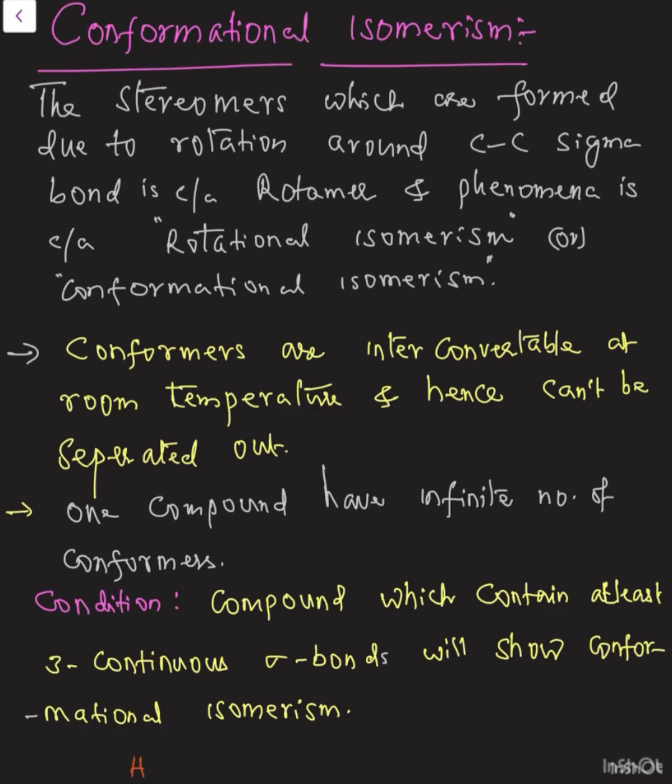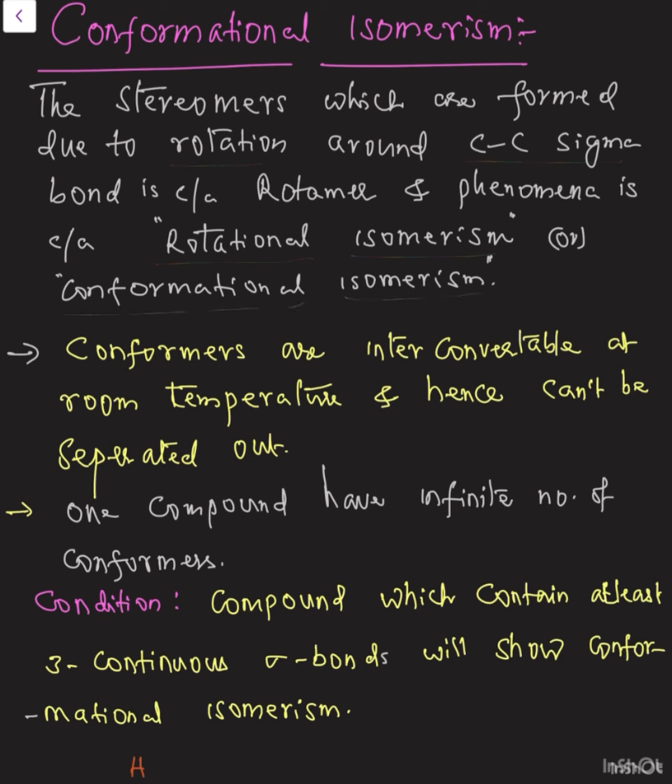Conformational isomerism. The stereoisomers which are formed due to rotation around a C sigma bond are called rotamers, and the phenomenon is called rotational isomerism, which is also called conformational isomerism.